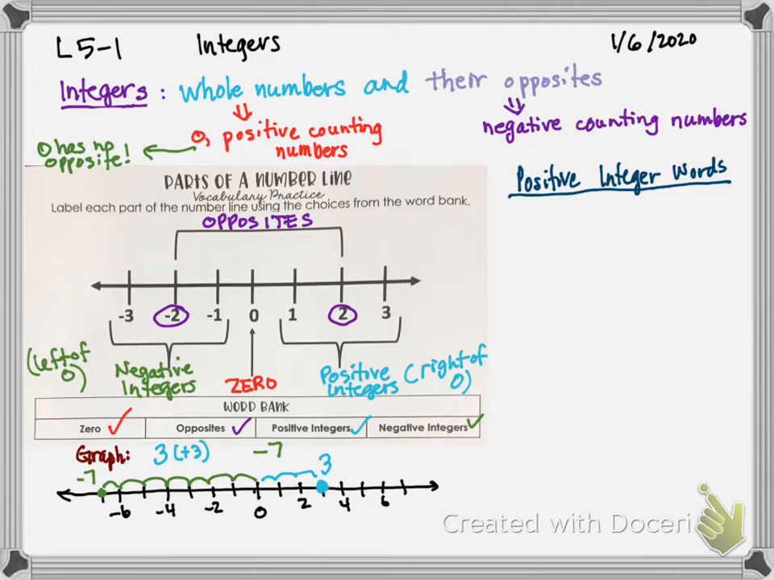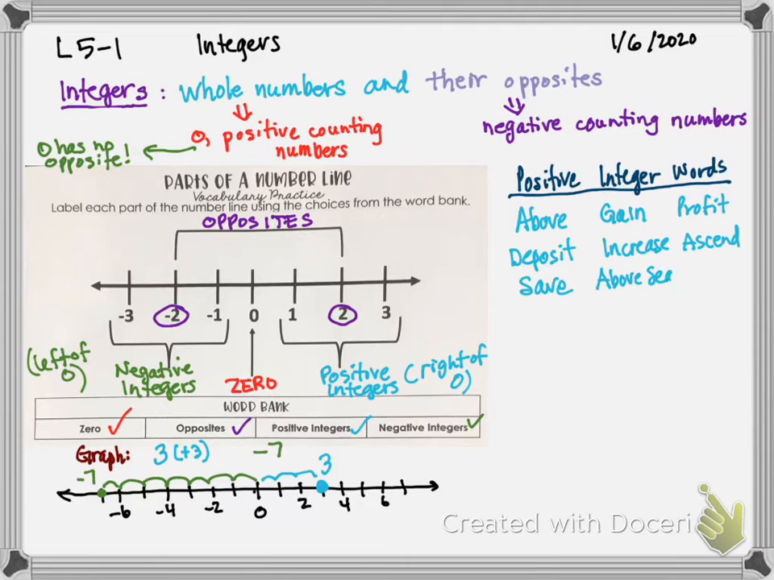Okay, so I'm going to list some, and these are not everything that you might see. The word above would be positive. The word gain would be positive. A profit means you made money. That's positive. Deposit means you added money to your account. Increase, things have gotten better. Ascend, that means you're going up, like on an elevator. Let's see, we've got save. That's good. Spend, oh, sorry, that doesn't belong there. Save, we've got above sea level. Okay, we've got income coming in. Let's see, yeah, that's about it.